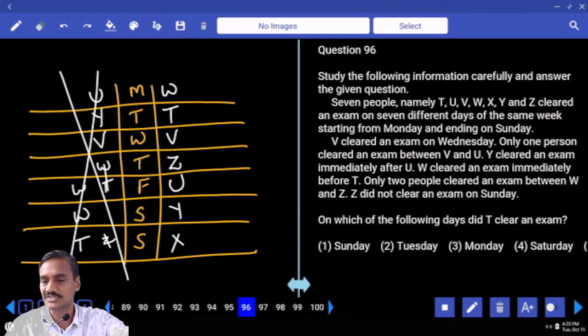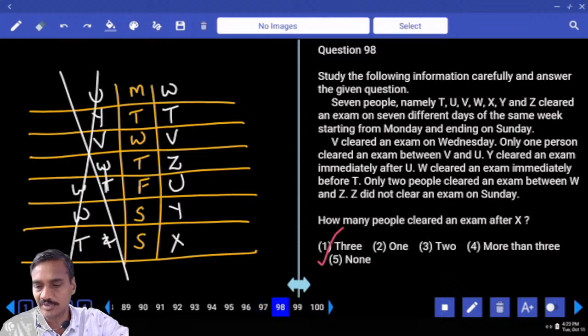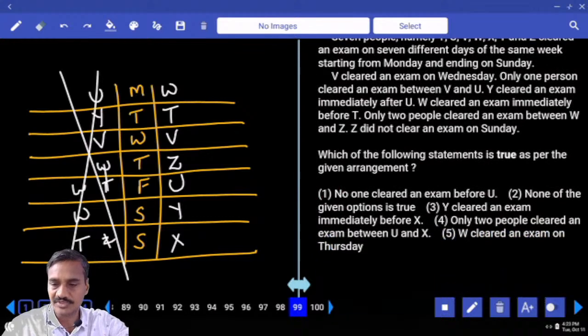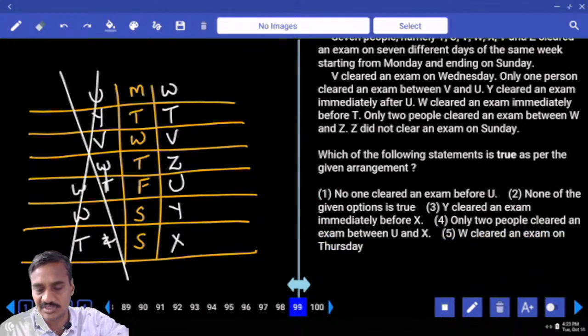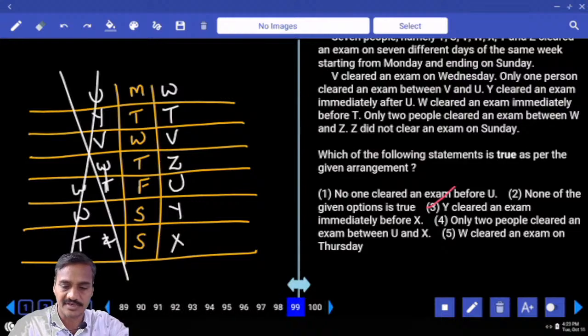And which of the following days did T clear an exam? T cleared the exam on Tuesday, choice 2. 96. Who among the following cleared an exam on Friday? On Friday, that is U, choice 1. And how many people cleared the exam after X? After X, there is no one, choice 5. 99. Which of the following statements is true as per the given examination arrangement? No one cleared the exam before U. False. And Y cleared an exam immediately before X. That is definitely true. Choice 3.